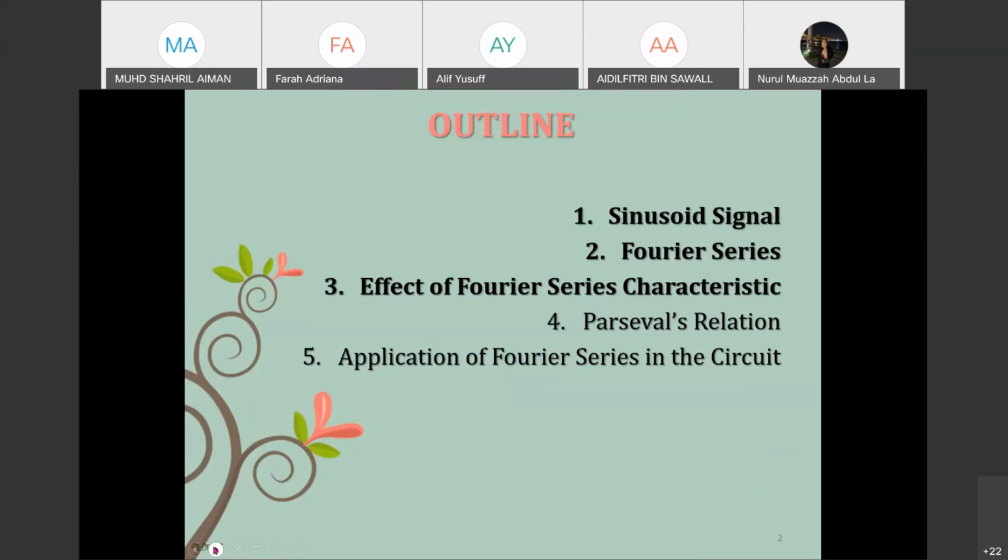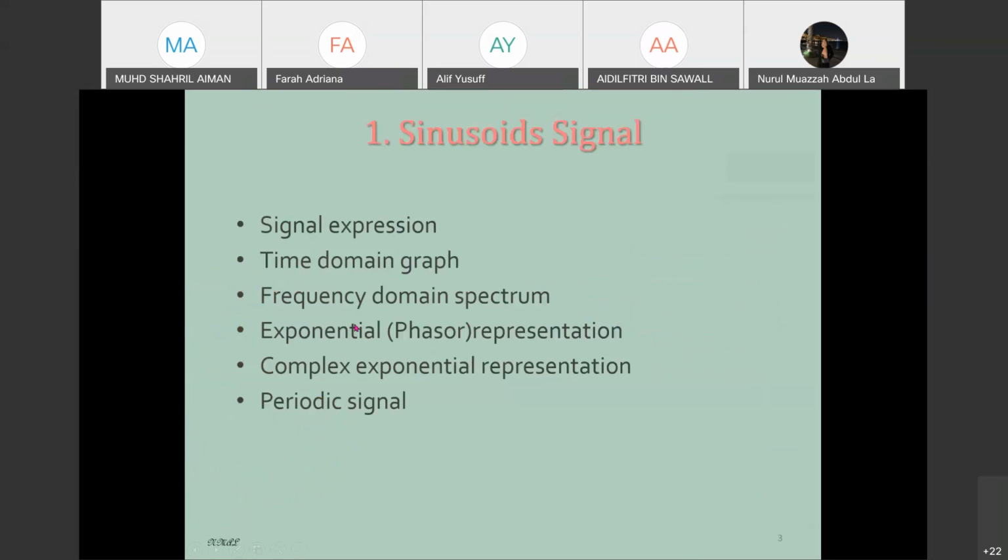Sinusoid signal means the sine and also cosine signal. We are going to learn how to express the signal in mathematical representation, and how to plot the signals in terms of time domain. We have many types of representation for this signal. We can plot in terms of time domain, and we can plot in the frequency domain spectrum. So remember, a signal has a time domain and also a frequency domain spectrum.